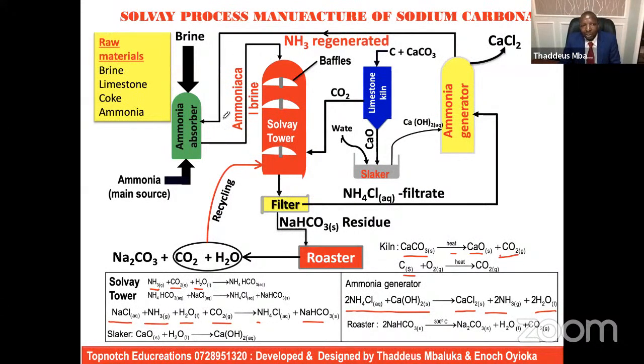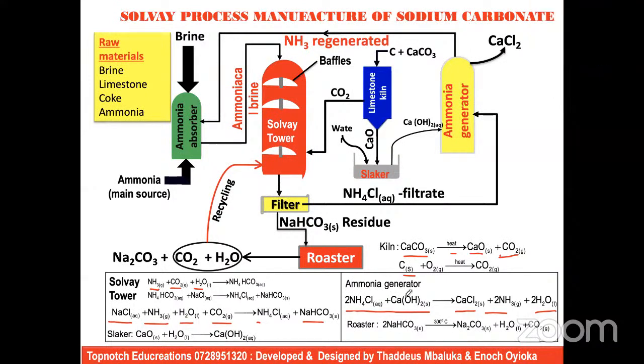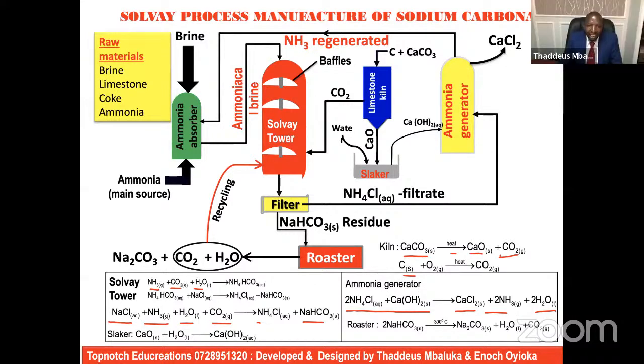It is regenerated back to where? Remember, this is the main source of ammonia, which is now recycled. So it is taken back to the ammonia absorber, whereby the reaction proceeds again. So this is the reaction in the ammonia generator. And then this is the reaction in the slacker, whereby we have calcium oxide plus water equals calcium hydroxide. Any question? Is that clear now?